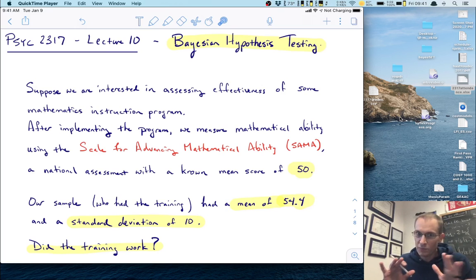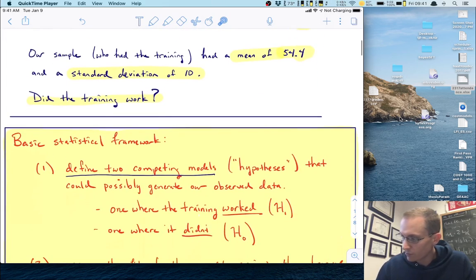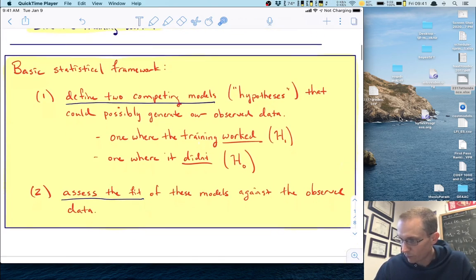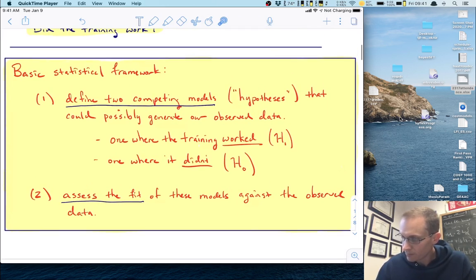Of course, you've been watching all semester and you know how hypothesis testing works, but at this point, it's really important for us to review what this basic statistical framework says. The basic statistical framework that we use is as follows. First, we define two competing models. We call these hypotheses in general. That's why we call it hypothesis testing. But these models are statistical models that could possibly generate the observed data that we have.